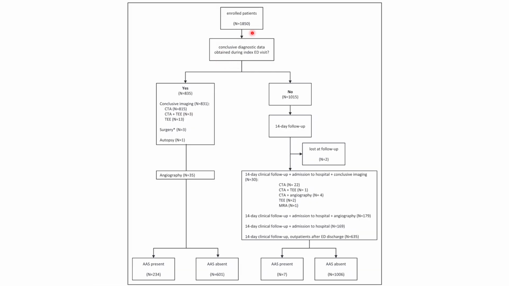So they enrolled on the lower side of 2,000 patients. Then they asked: did they have conclusive diagnostic data obtained during the index ADvISED? Yes, if they had, then they had done the CT imaging or some kind of gold standard, which is also surgery or autopsy. And then they checked which ones had a dissection present or not.